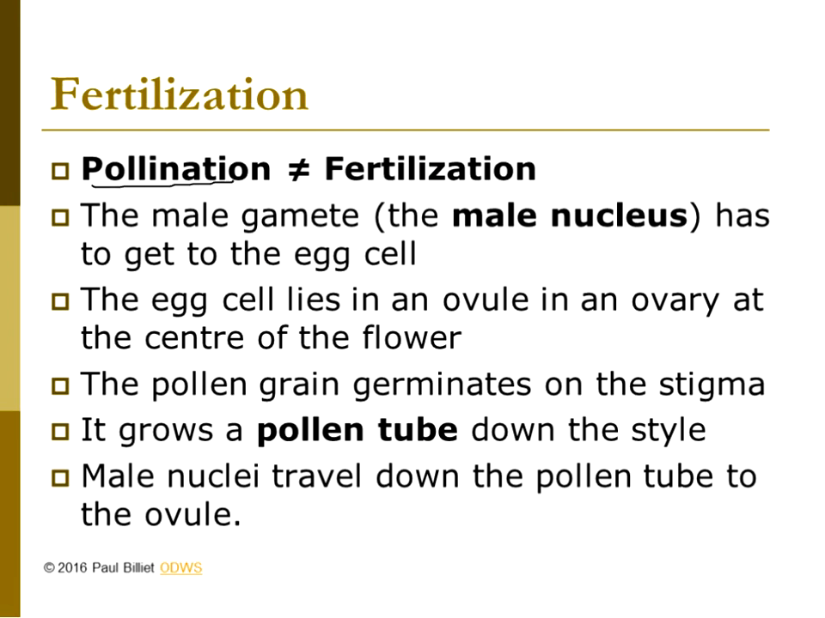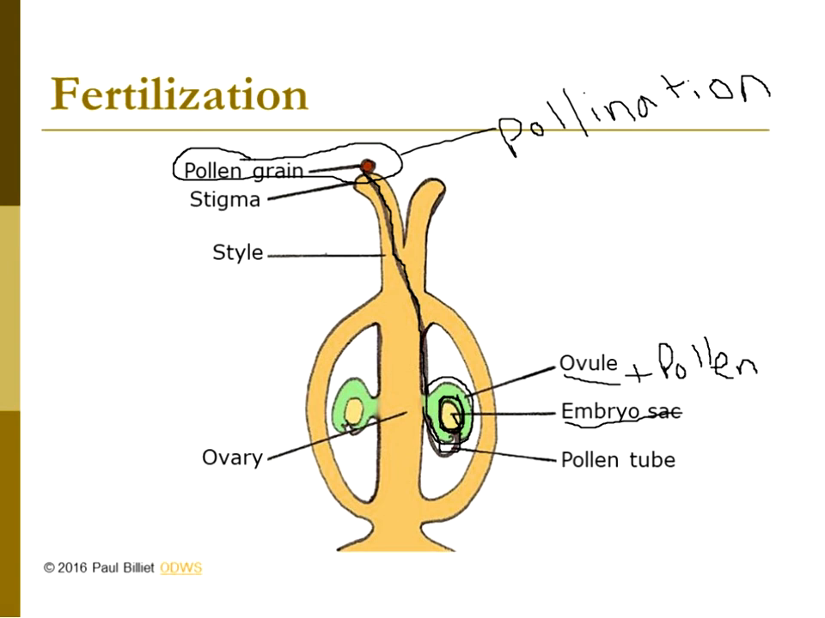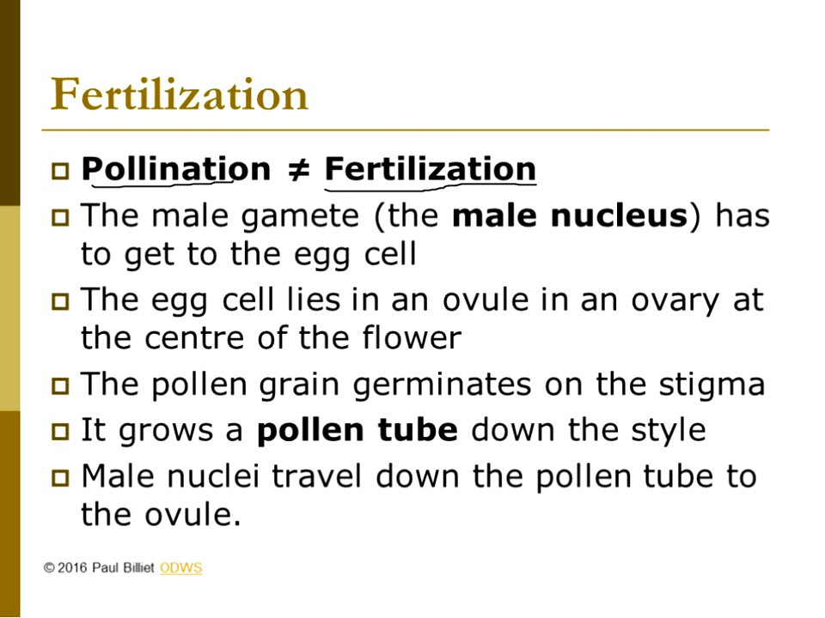Here we go again. Pollination is not equal to fertilization. They're different. The male gamete has to get to the egg cell. That's the fertilization part. The egg cell lies in the ovule, in the ovary at the center of the flower. The pollen grain germinates on the stigma. It grows a pollen tube down the style, and the male nuclei travel down the pollen tube to the ovule. Exactly what I just said, but in words. So pollination is just this process where it lands on top, but then it will germinate and create a tube where the cells will travel and fertilize the egg. That's what fertilization is.